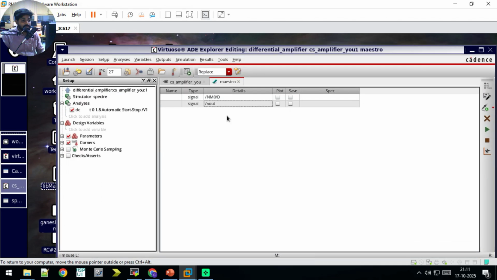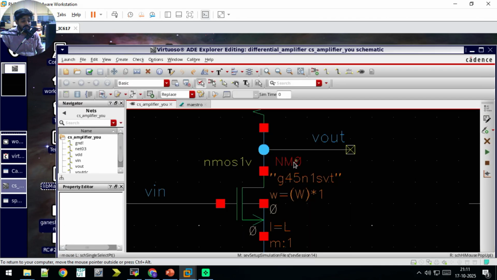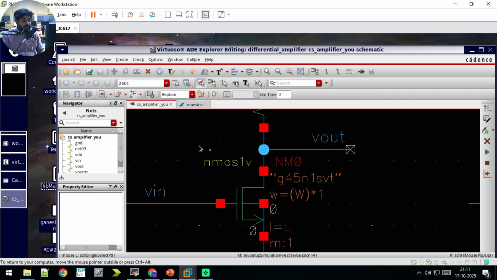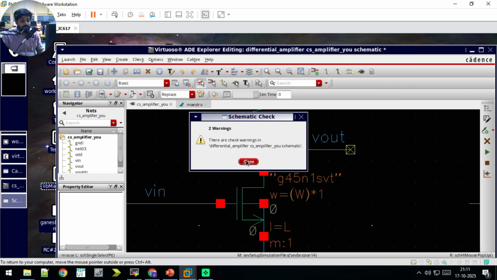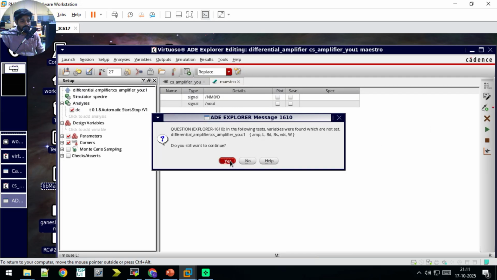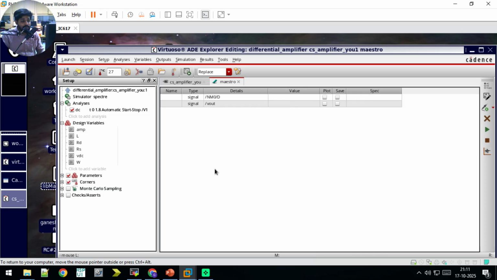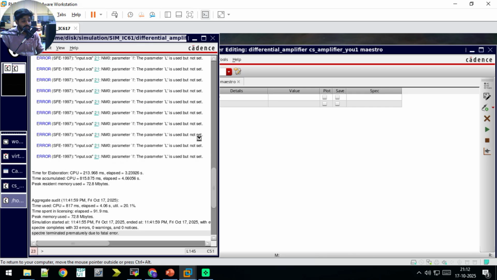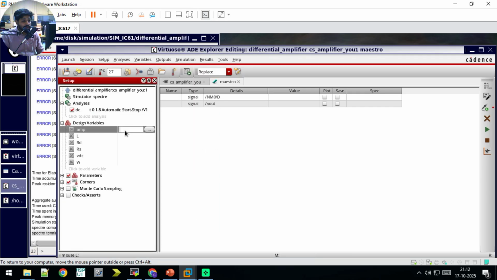So here in this circuit, NM0 is the transistor we are simulating. So in the file also, the name of the transistor should be NM0. This is the precaution to be taken, and after that we have to save and simulate once. Sorry, I didn't give the parameters over here, so it will give an error.